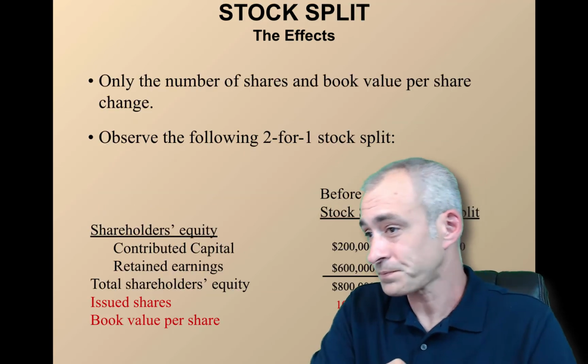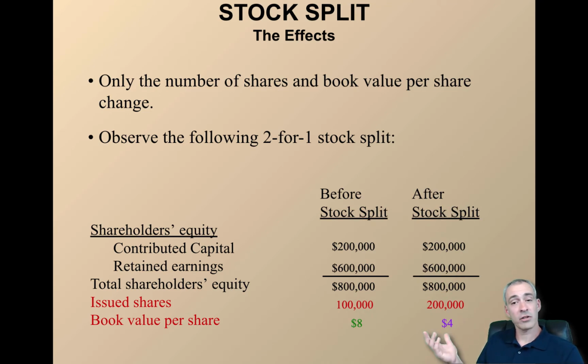So here's a demo. Same numbers. Let's say they have a 2-for-1 stock split. So you still have the same contributed legal capital. You still have the same retained earnings. And you still have the same total equity. All that happens is now, instead of 100,000 shares, you have 200,000 shares.